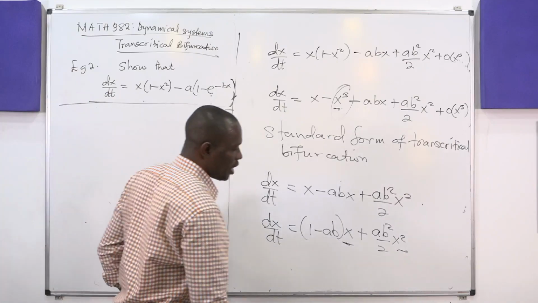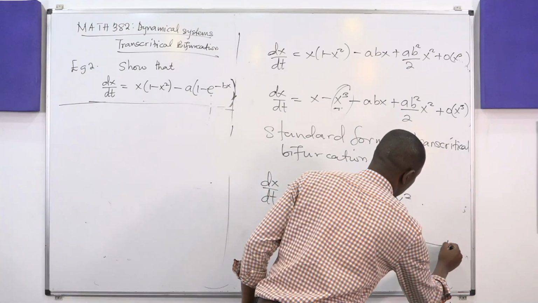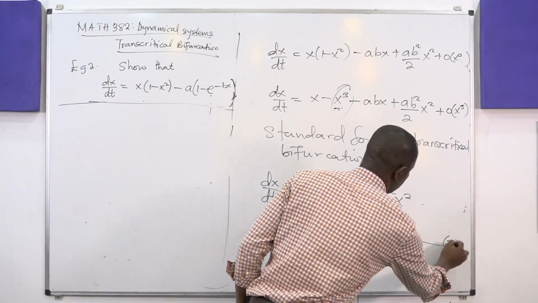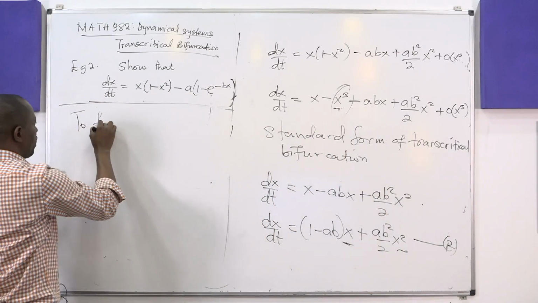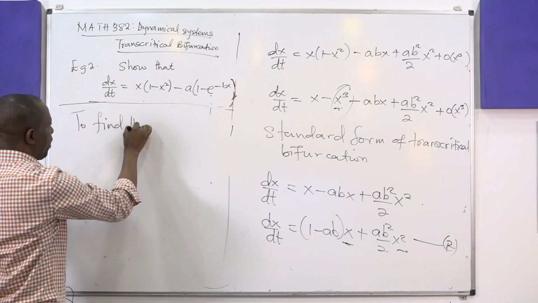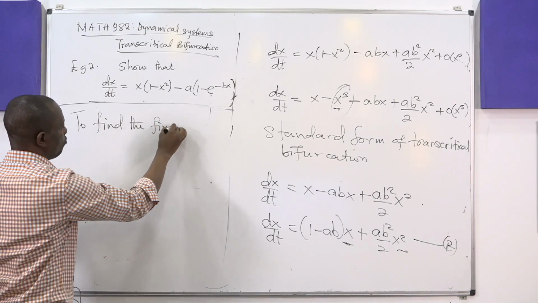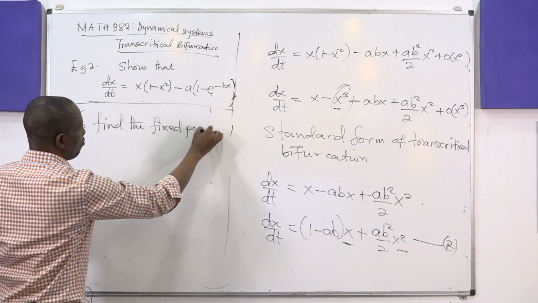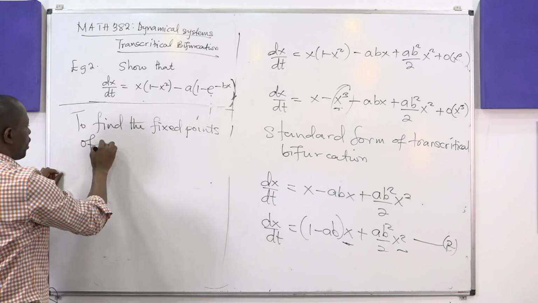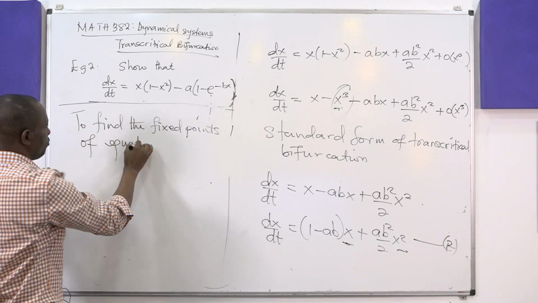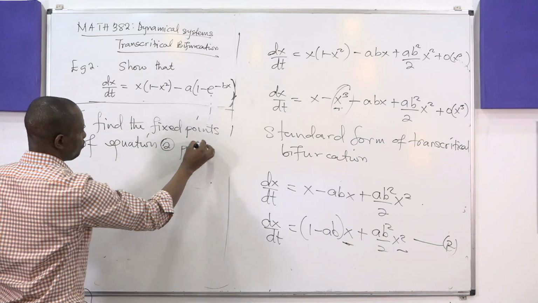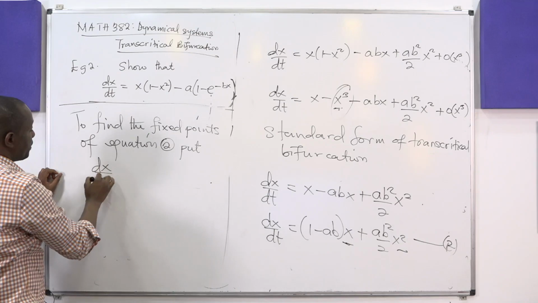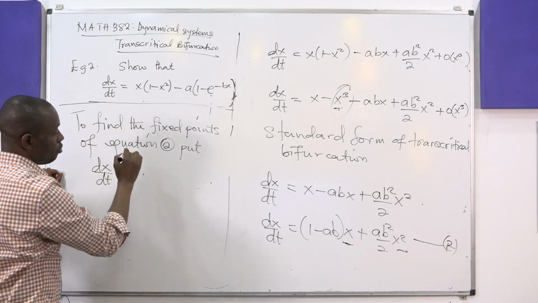So now we can find a fixed point. Let's call this equation 2. To find the fixed point of equation 2, put dx/dt to 0.